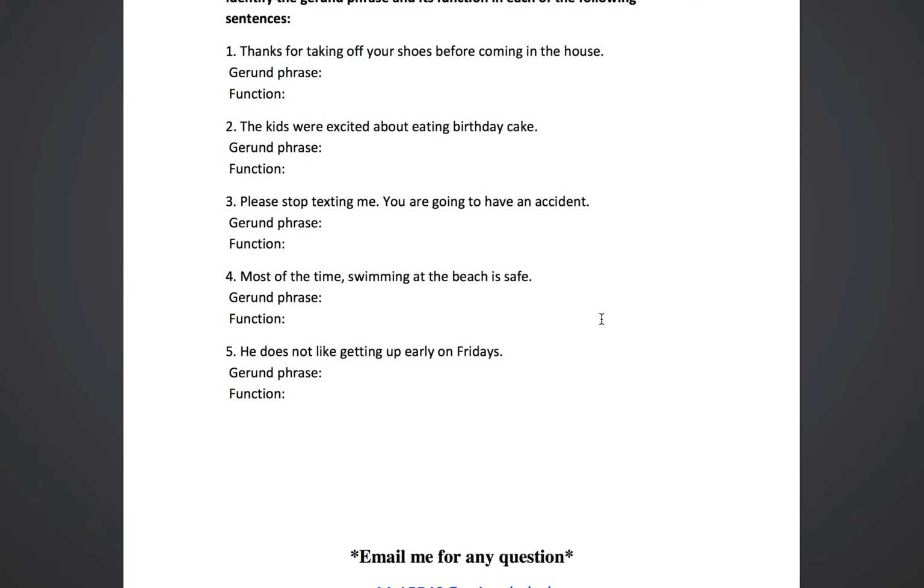The second one: the kids were excited about eating birthday cake. Here we have about, which is the preposition, and eating birthday cake is the gerund phrase. That's the object of a preposition, functioning as a noun. It's functioning nominally. And the first one too, functioning nominally.